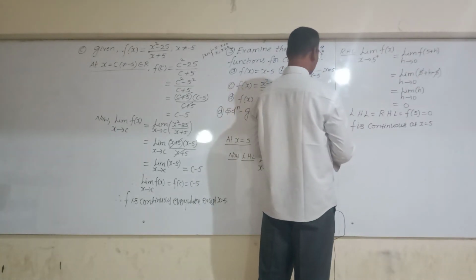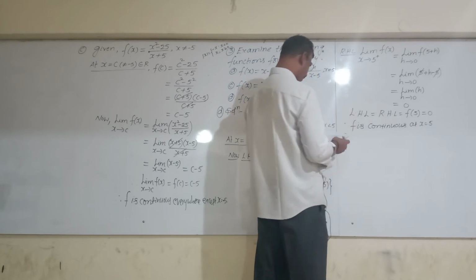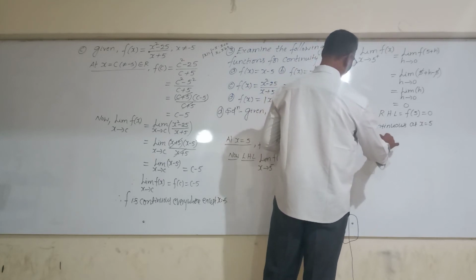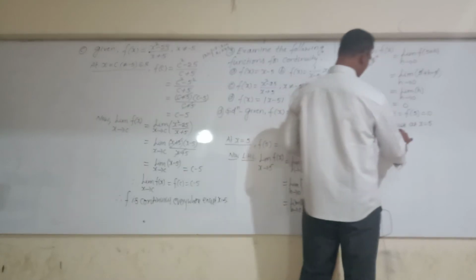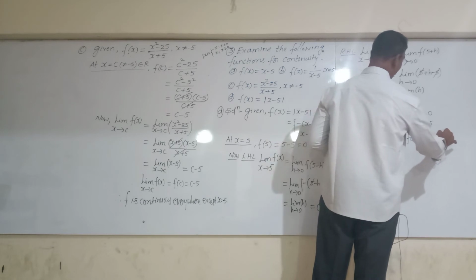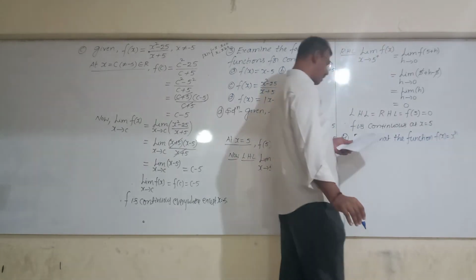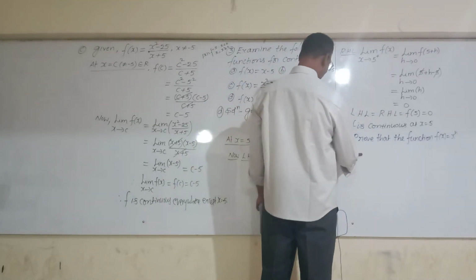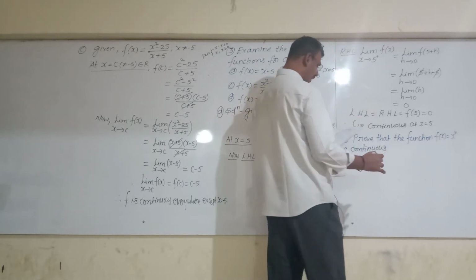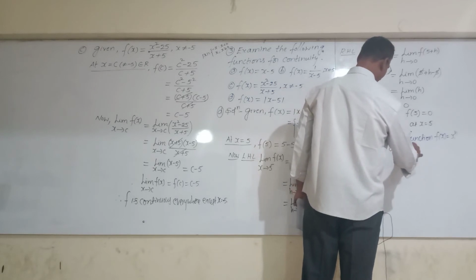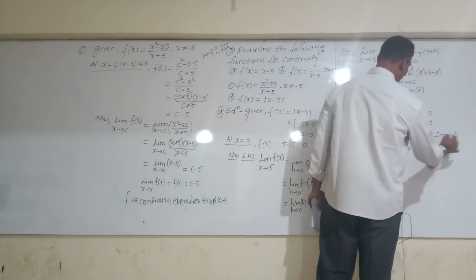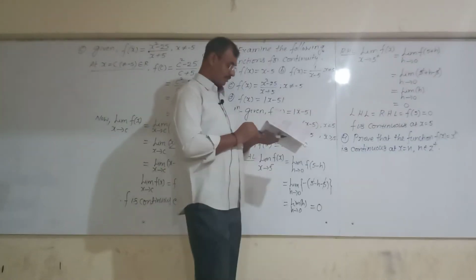Take question number 4. Prove that the function f of x is equal to x raised to n is continuous at x is equal to n, where n is a positive integer.